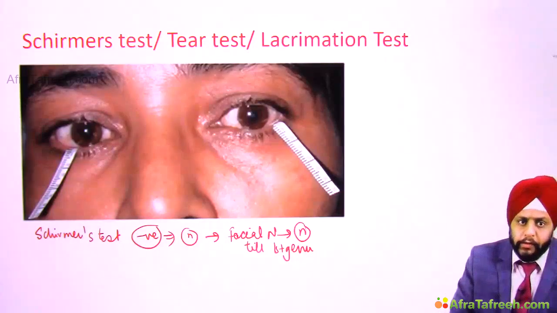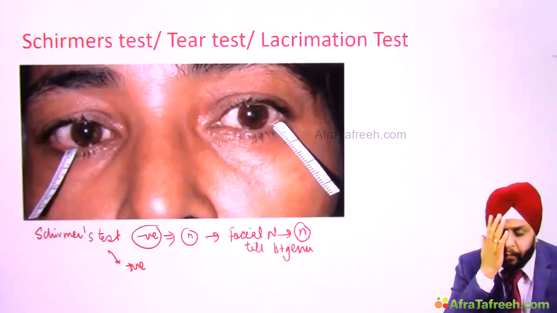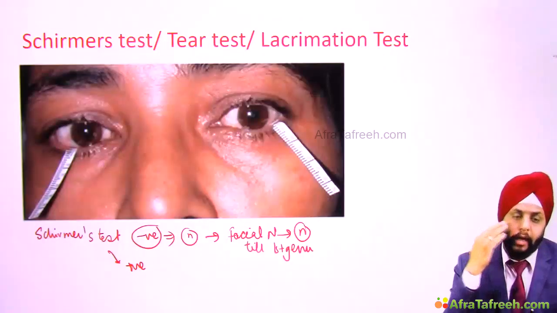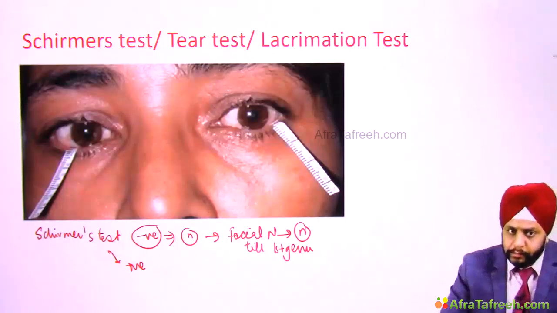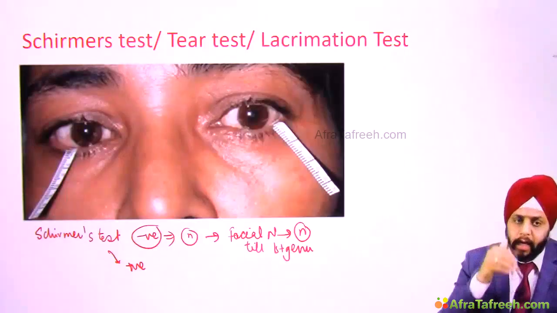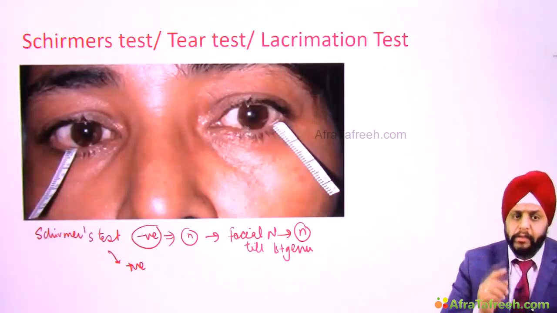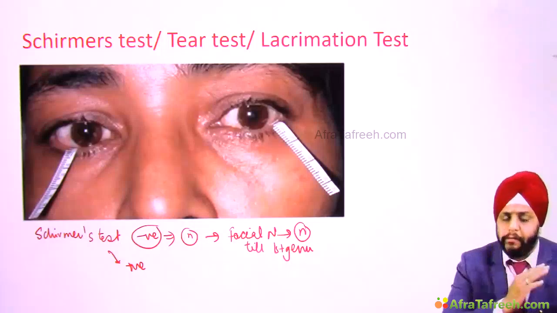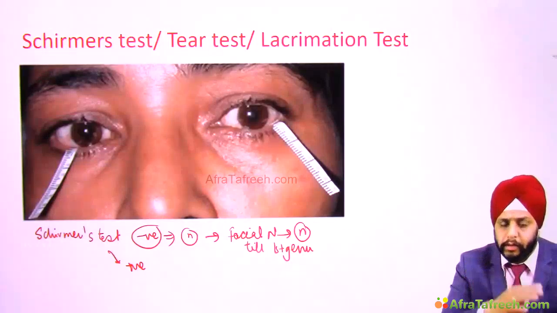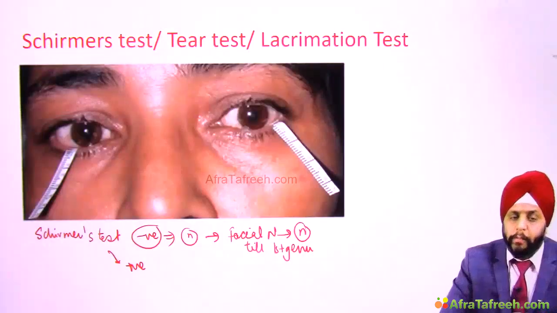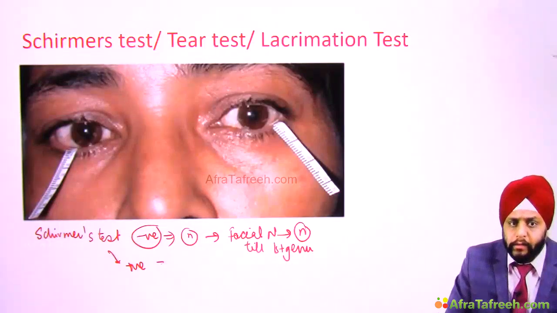Okay, now if the Schirmer's test is positive, positive means patient has come with right side facial palsy and the right side lacrimation has gone down. You see, the right side lacrimation has decreased. So that means there is a positive difference between right side and left side. So the test is positive, there is a difference. Okay, now the positive over here is abnormal.